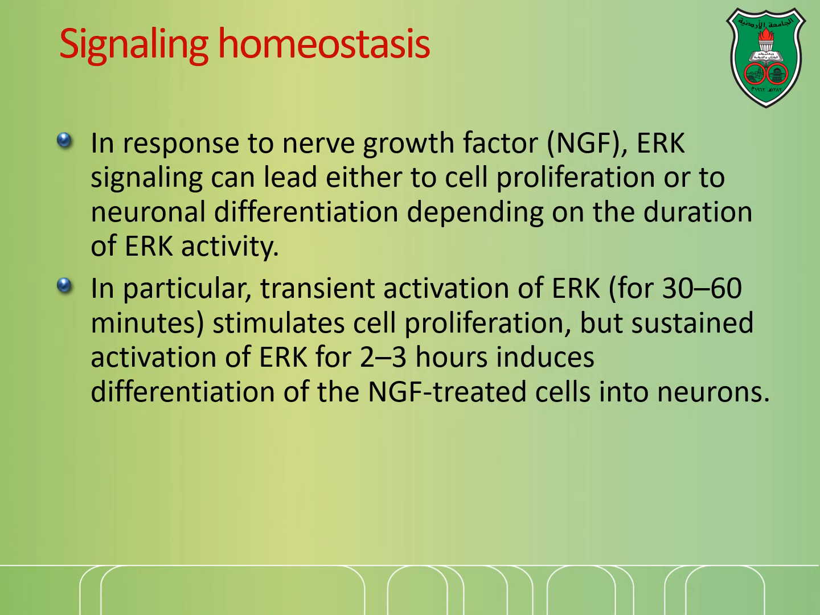So there's also signaling homeostasis as a mechanism by which cells can regulate signaling. An example is the signaling pathway of the nerve growth factor. Now what happens here is that this growth factor stimulates the ERK signaling pathway. And this can lead to either cell proliferation or differentiation. So we have two quite different effects, and that depends on the duration of ERK activity. If you have transient activation of the ERK pathway for an hour or less, that would stimulate cell proliferation. But if activation is sustained, then that would induce differentiation into neurons.